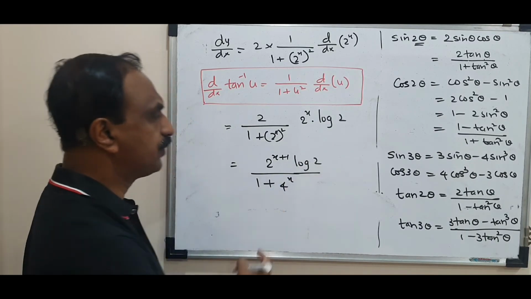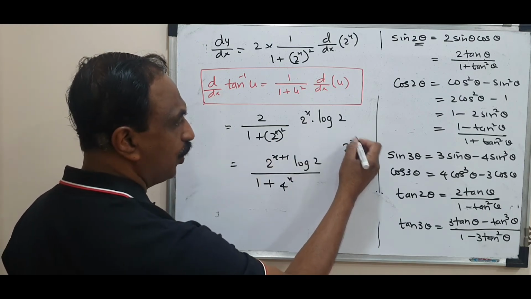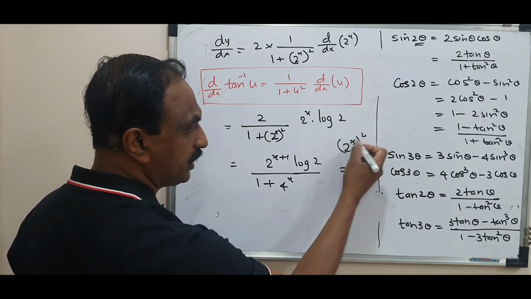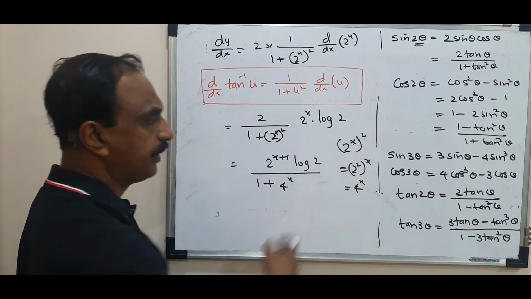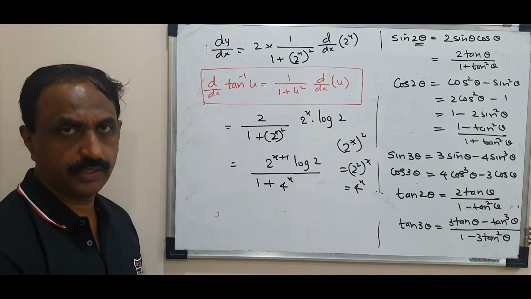So you can make it this way. 2 raised to x the whole square is 2 square the whole raised to x. They can be interchanged. So it's 4 raised to x. You can make use of that and simplify it further. So this is what you have to understand.